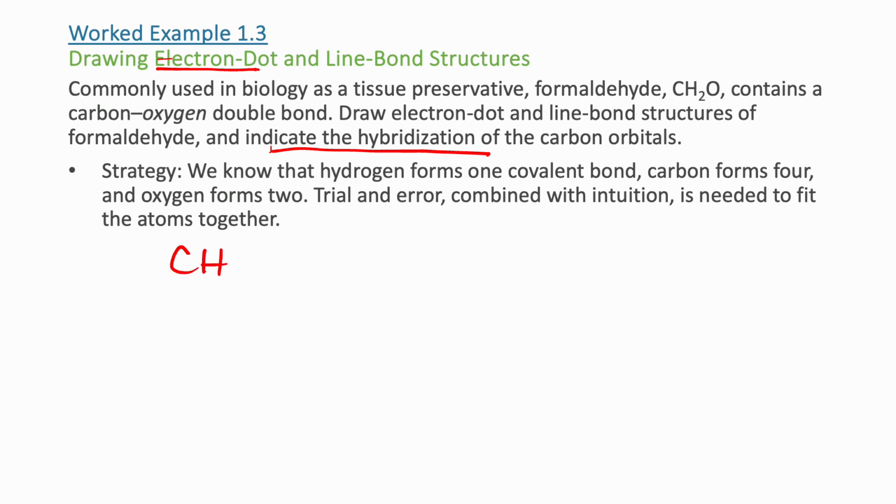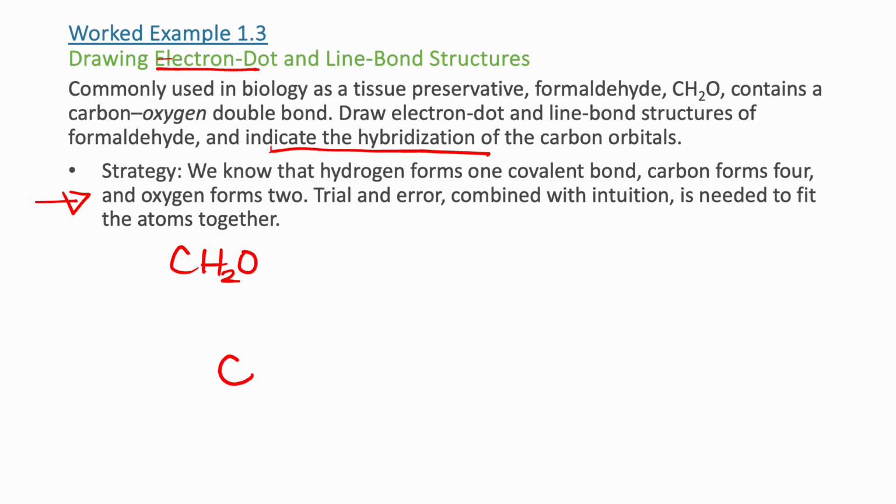We have CH2O. So this time I don't have the periodic table. I don't have those Lewis structure guidelines pasted here. However, you have those for your notes. Bring those out if you need them. If you don't need them, that's great. You do have a hint here in terms of the strategy. We know that hydrogen forms 1 bond, carbon forms 4, oxygen forms 2.